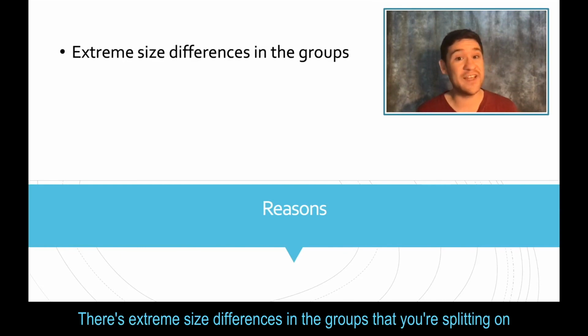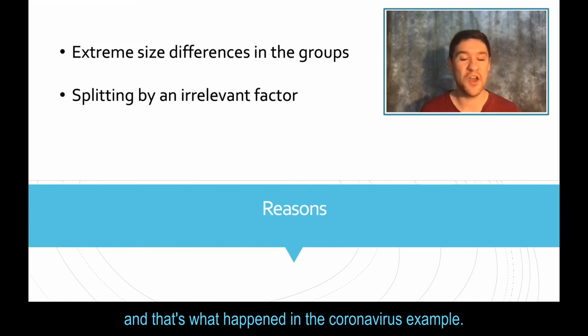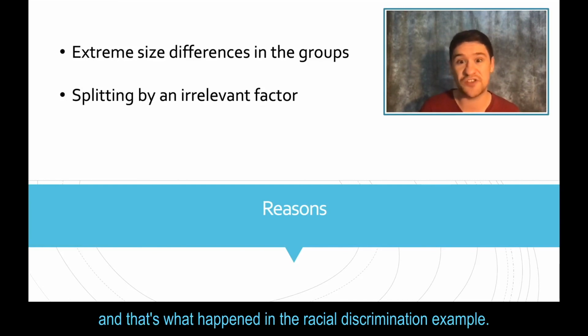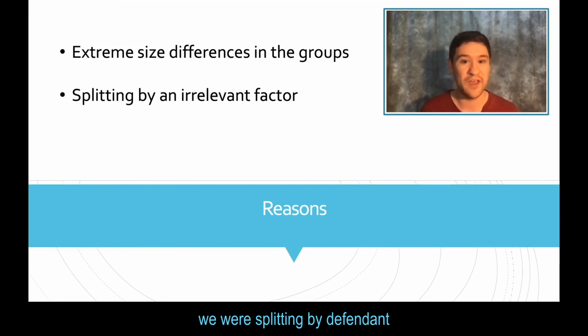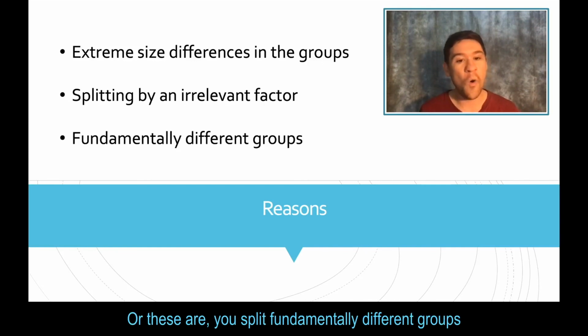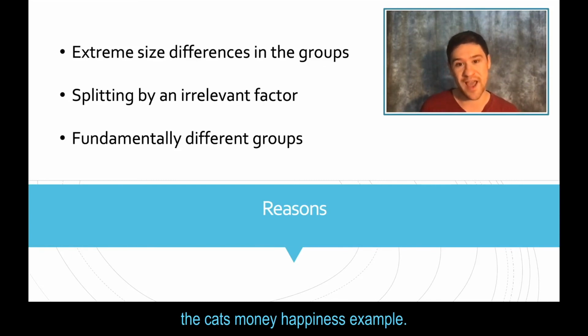These are some of the reasons we've diagnosed in this video for why Simpson's paradox can happen. There are extreme size differences in the groups that you're splitting on, and that's what happened in the coronavirus example. You were splitting by an irrelevant factor, and that's what happened in the racial discrimination example: you were splitting by defendant when we should have been splitting by victim. Or you've split fundamentally different groups which are incomparable, for example the cat's money-happiness example.